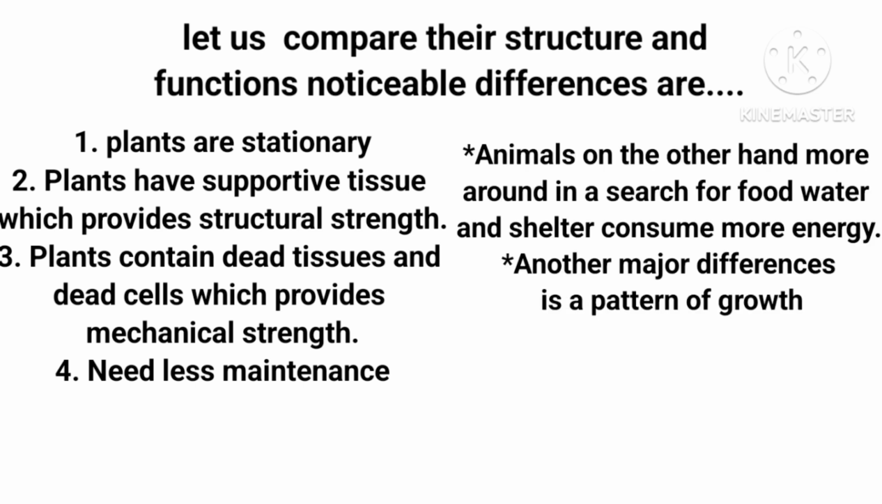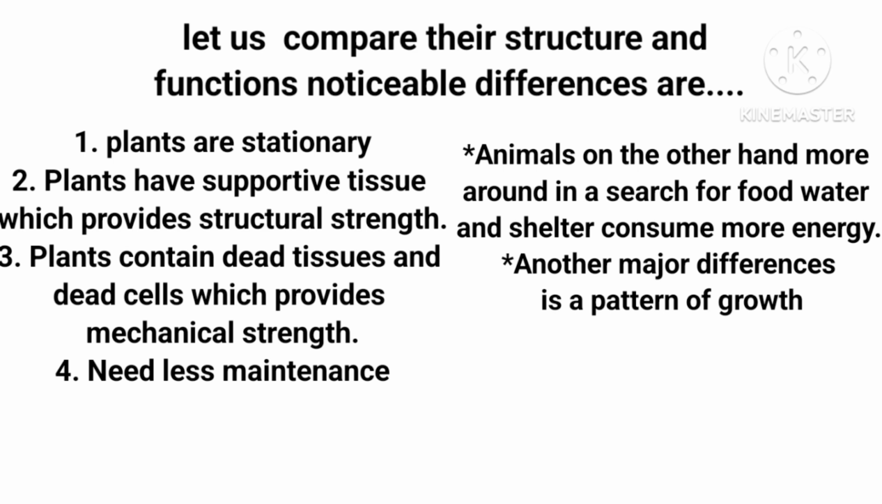Animals, on the other hand, move around in search of food, water and shelter and consume more energy when they search for food around the forest and so on. So animals spend more energy searching for food, water and shelter. Another major difference is the pattern of growth in plants compared to animals.